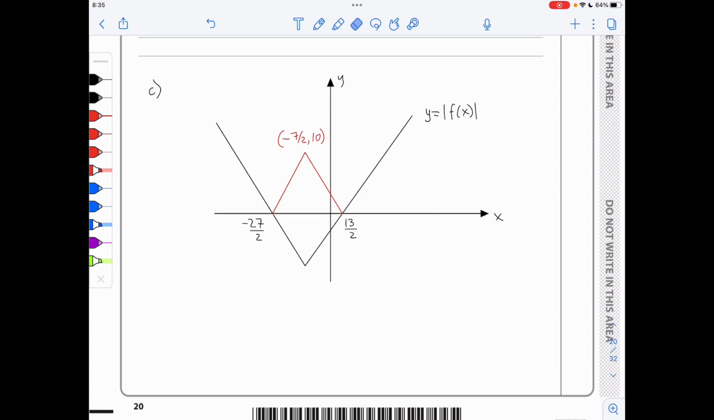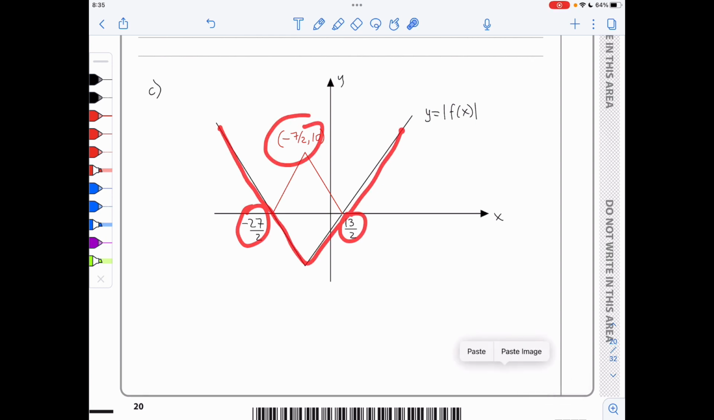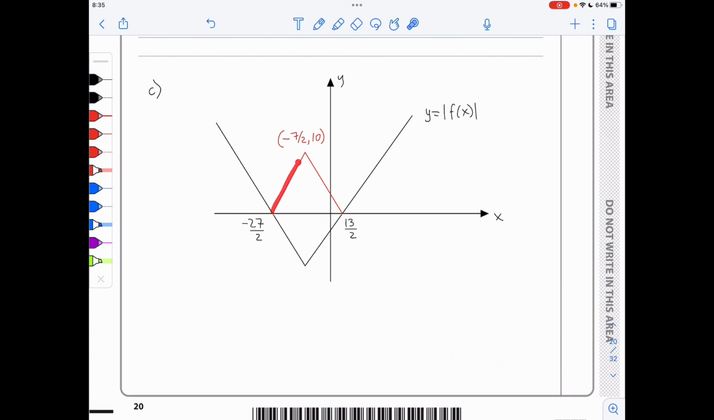So I have drawn the graph here. We've got the cuts on the x-axis. We've got the vertex. I have left the original just to show the reflection along the x-axis. And our final answer should be without the bottom part. So it should be this W-shaped graph.